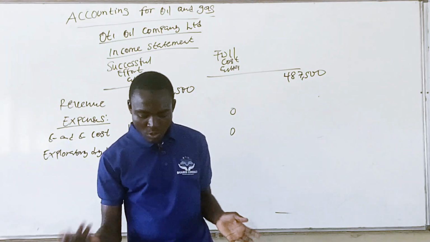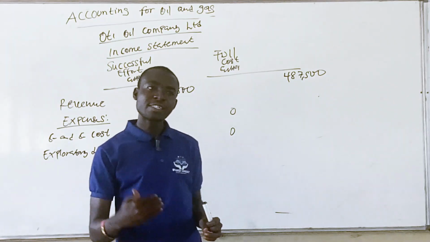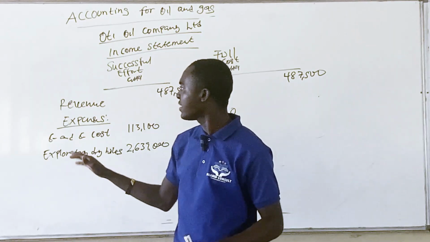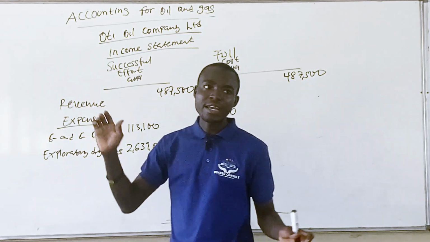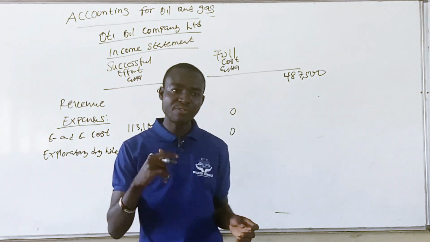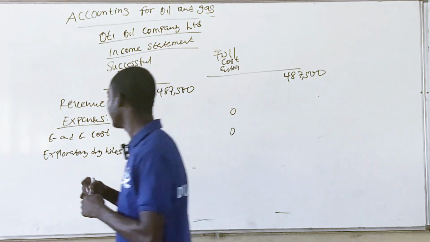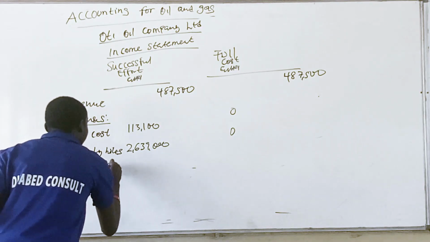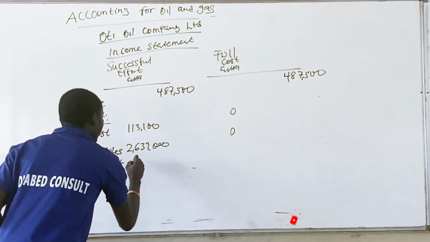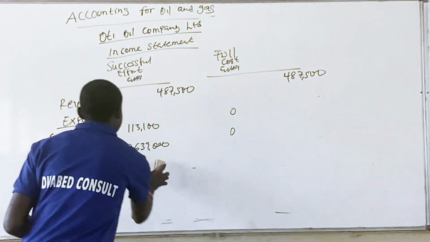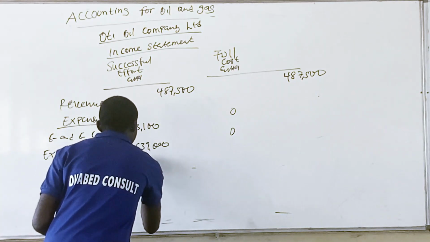And then for production cost, it is written off as an expense under both methods, that's both successful efforts and full cost method. The amount for production cost is 94,250. So we have our production cost, which is 94,250.